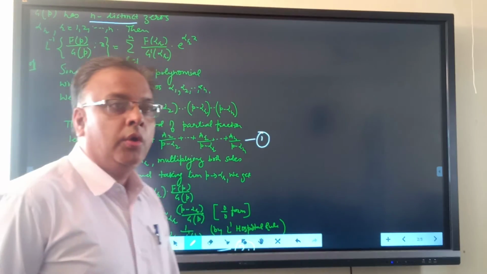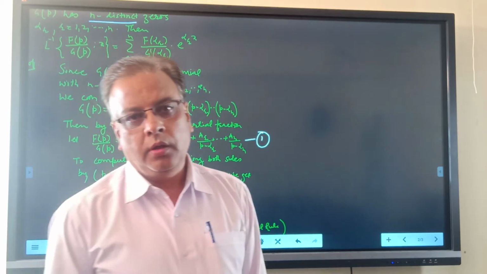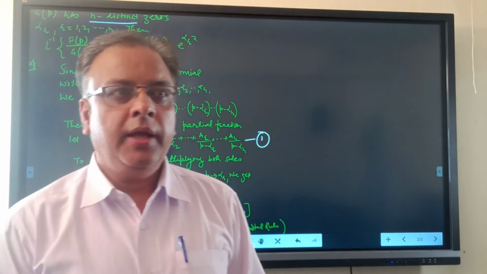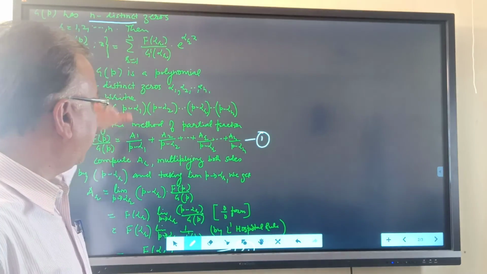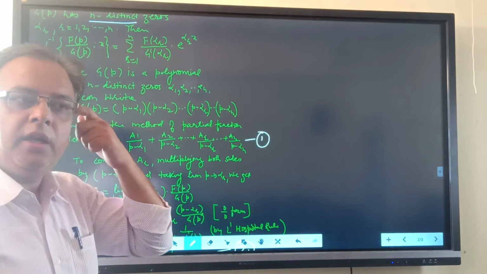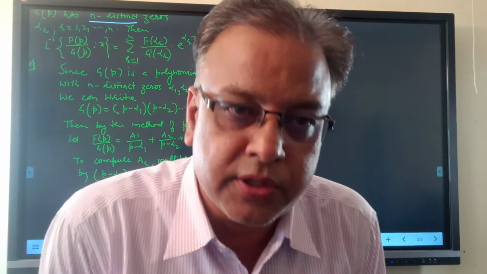So we can use the Heaviside expansion formula for the functions which can be written as f(p) upon g(p), instead of the partial fraction method. Sometimes partial fractions are difficult, but this short trick can be used to find the inverse Laplace transformation of such functions.